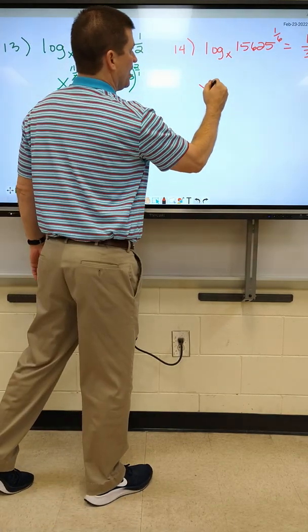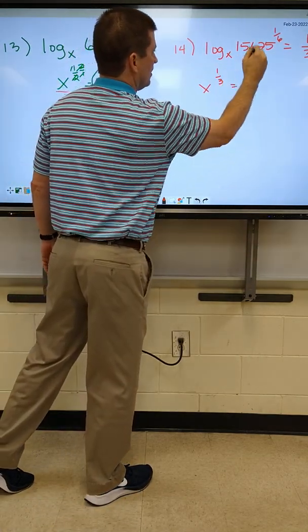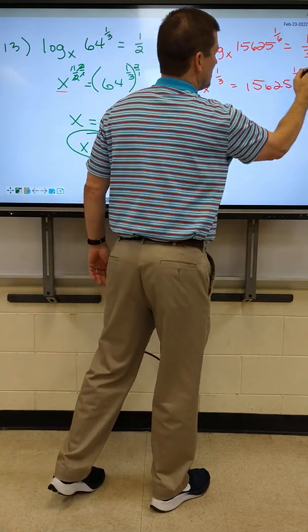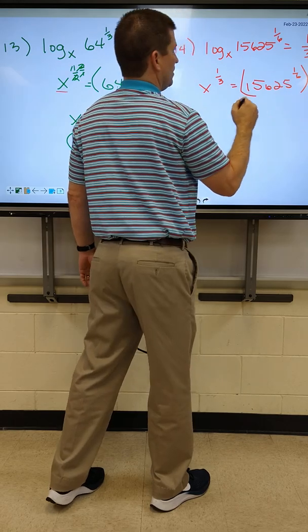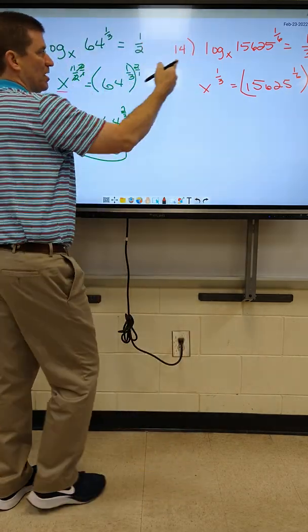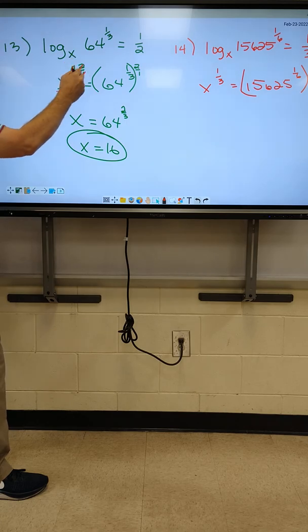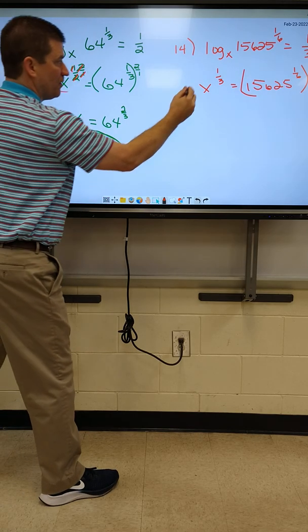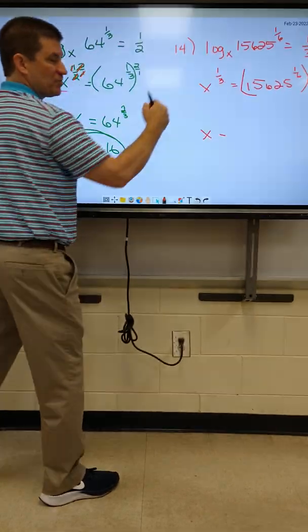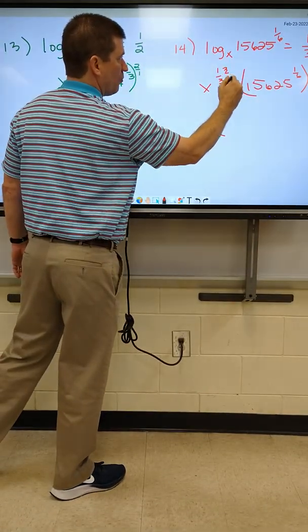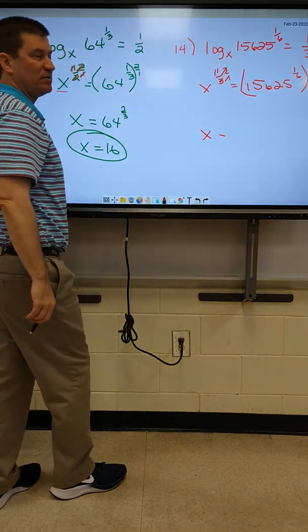All right, 14. I know I'm going to do x to the 1/3 equals 15,625. Now you got 1/6 up here. So what we're going to have to do here is the same thing we did over here. You want your exponents to cancel out so you can get x by itself. So multiply by the reciprocal. What's the reciprocal of 1/3? 3 over 1. It cancels all that out.